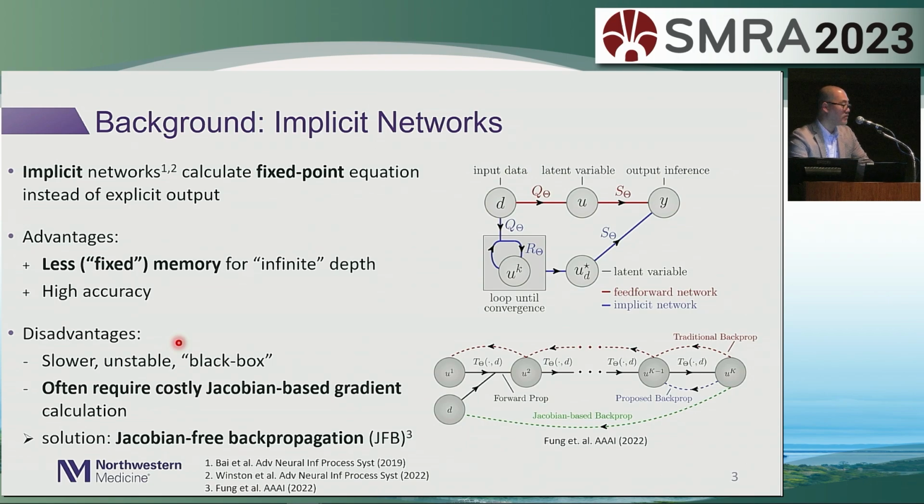Recently, Feng et al. in 2022 proposed a Jacobian-free backpropagation. The idea, as shown here, is that you could basically backpropagate only through the last layer to arrive at an approximate solution. So that's what we did.